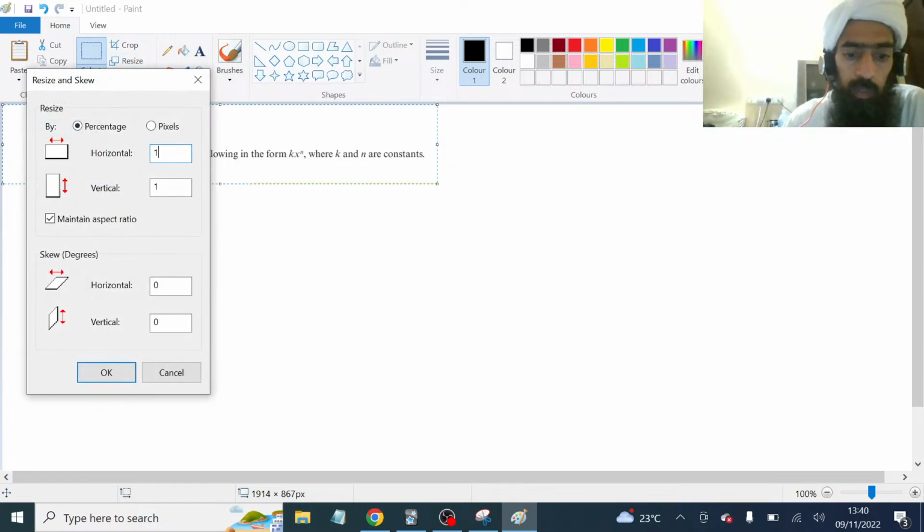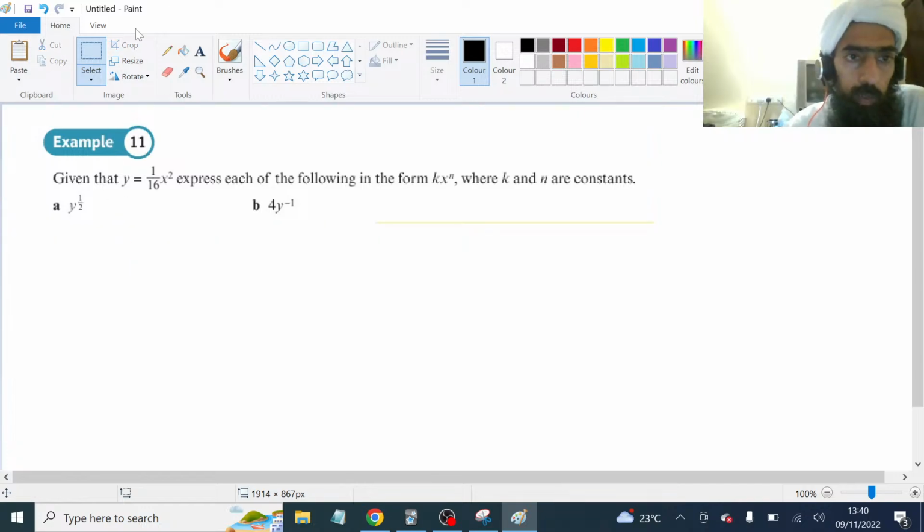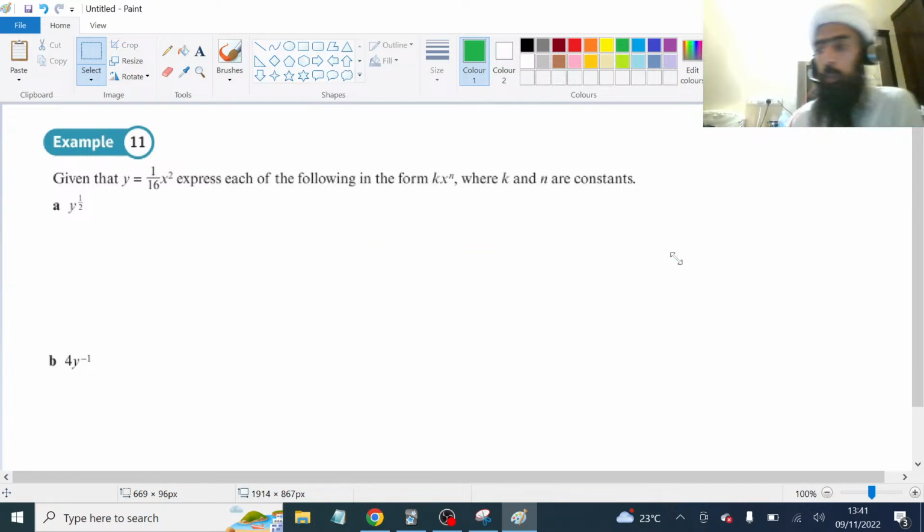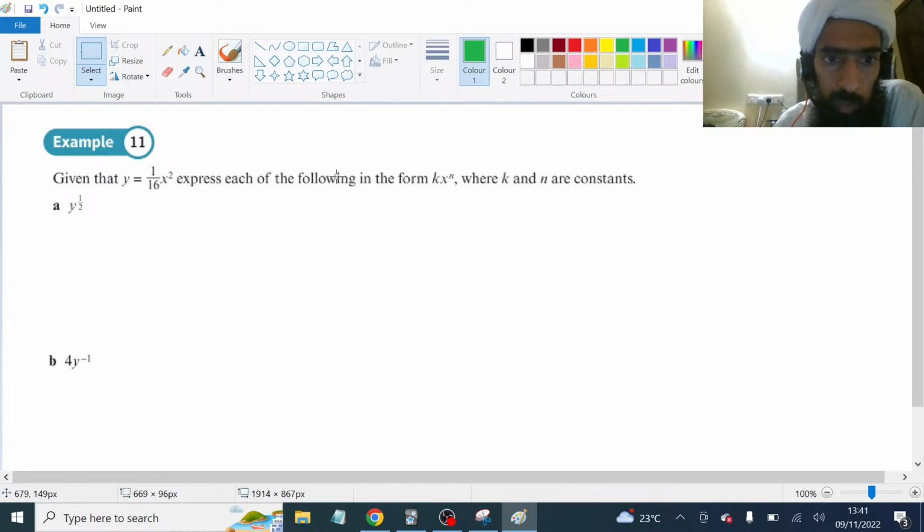I want you to see this from the original wording rather than me write it out for you. So the question says, given that y is equal to 1 over 16 x squared, can you express each of the following in the form kx to the power n, where k and n are constants? And then you've got the two questions: number 1, y to the power half, and number 2, 4y to the power minus 1. So the wording at the end of this sentence, express each of the following in the form kx to the power n, where k and n are constants.